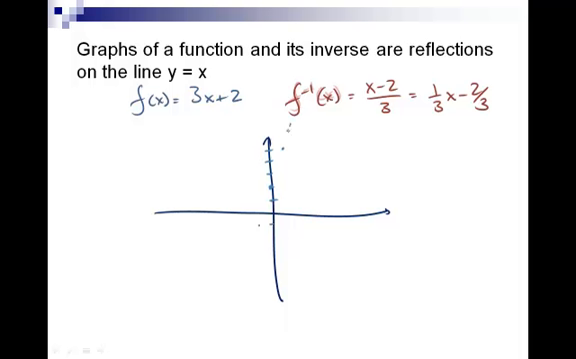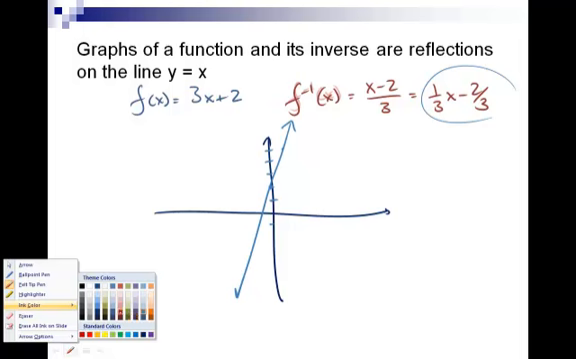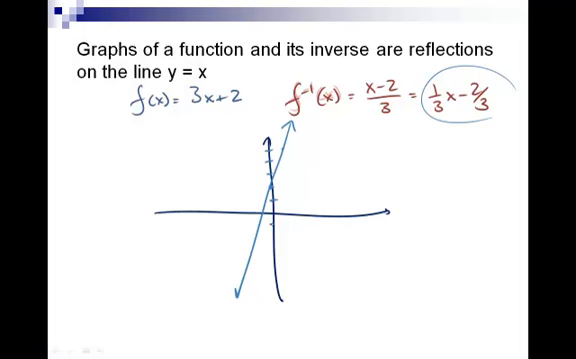And so my line looks something like this. This line in the burgundy, I go down to negative 2/3 and I do a slope of up 1 and to the right 3. And that's my f inverse of x.